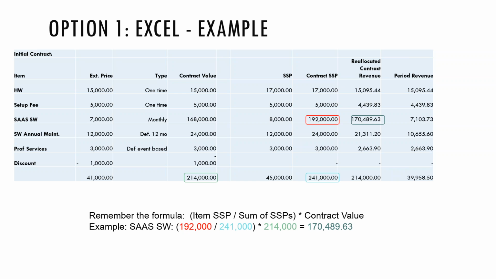What we did was we took that formula, and let's go through the SaaS software. We took the item's standalone selling price of $192,000. We divided it by the total of the standalone selling price, $241,000, multiplied it by the contract value of $214,000 to arrive at $170,489.63. Divide that by the 24 months at $7,103.73 per period. Again, that's a lot of work for one contract. If I've got hundreds or thousands, yeah, I can do it in Excel, but it ain't pretty.